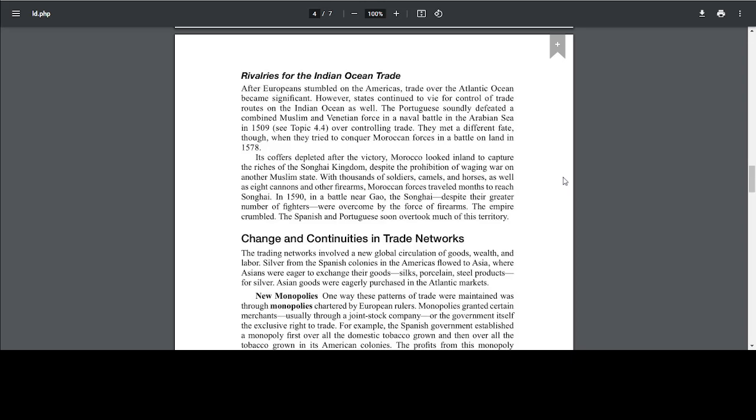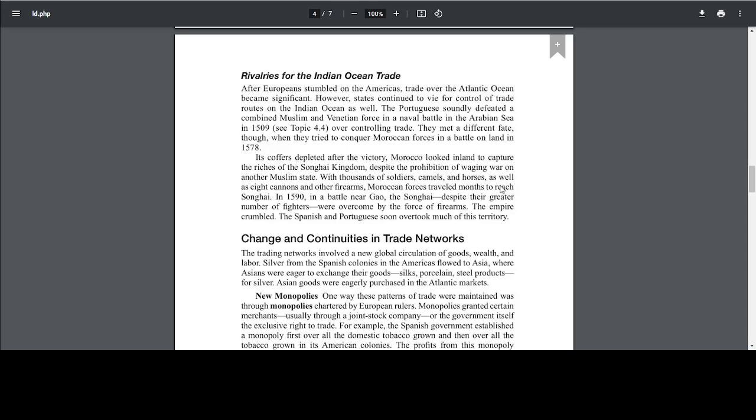Rivalries for the Indian Ocean trade. After Europeans stumbled on the Americas, trade over the Atlantic Ocean became significant. However, states continued to vie for control of trade routes on the Indian Ocean as well. The Portuguese defeated a combined Muslim and Venetian force in a naval battle in the Arabian Sea in 1509. See topic 4.4, or a previous video in this playlist, over controlling trade.